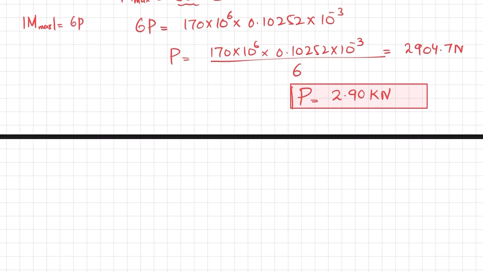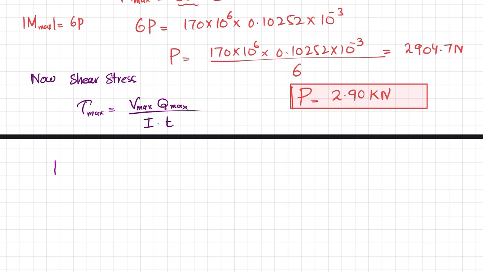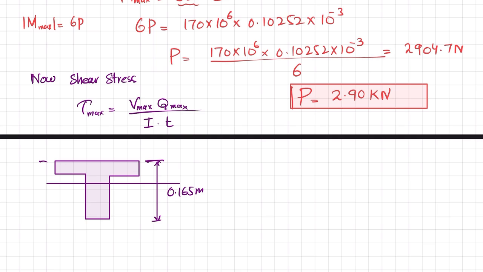Now we will check it with the shear force. Now, whether this value satisfies the shear stress or not. So for that, we know that maximum shearing stress is equal to V max into Q max divided by I into T. Clear? See, what if I draw the cross section of beam again? So you can see this total height of the beam was 0.165 meter, and distance of neutral axis from the top is Y bar, and this Y bar was equal to 0.04875.